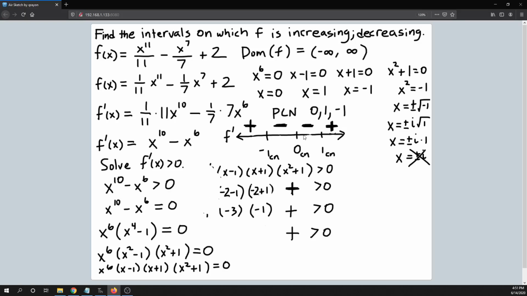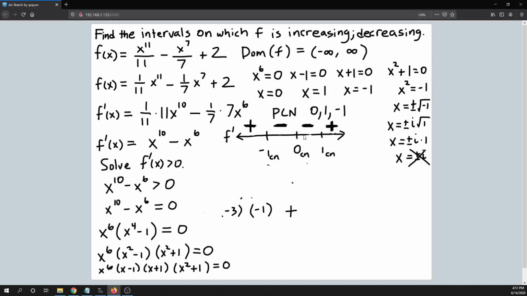All right, so I'm going to erase this work in here. And then we will write the answer for increasing and decreasing. Okay, so we want to know where the original function is increasing. So those are going to be the intervals where there is a plus. So here's the first one, right? So that's going to be negative infinity to negative 1.